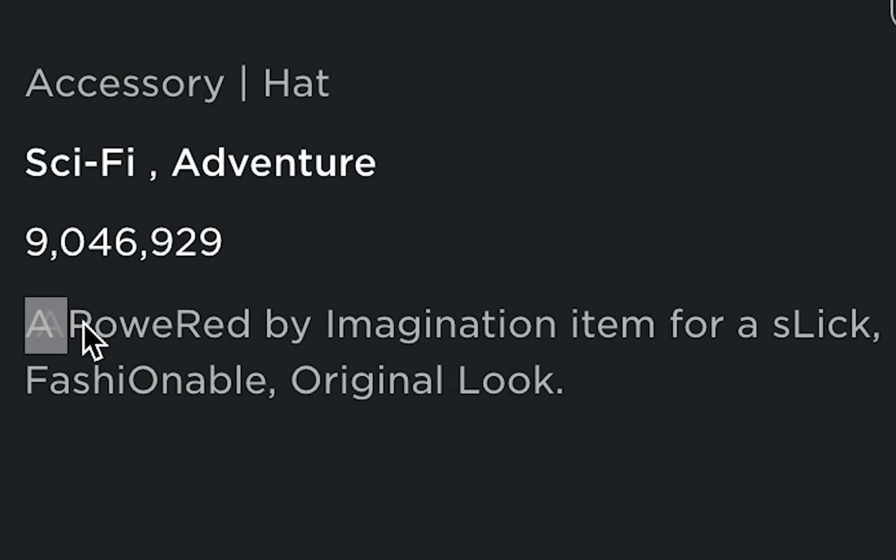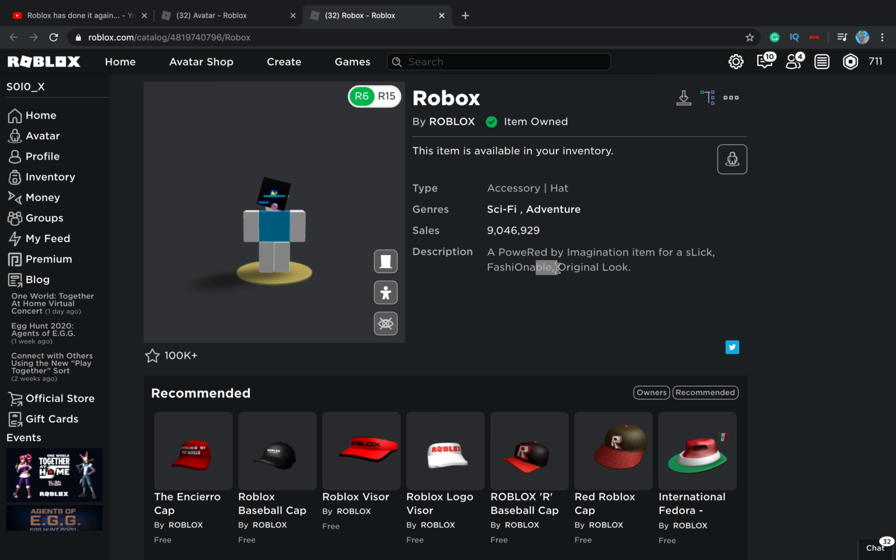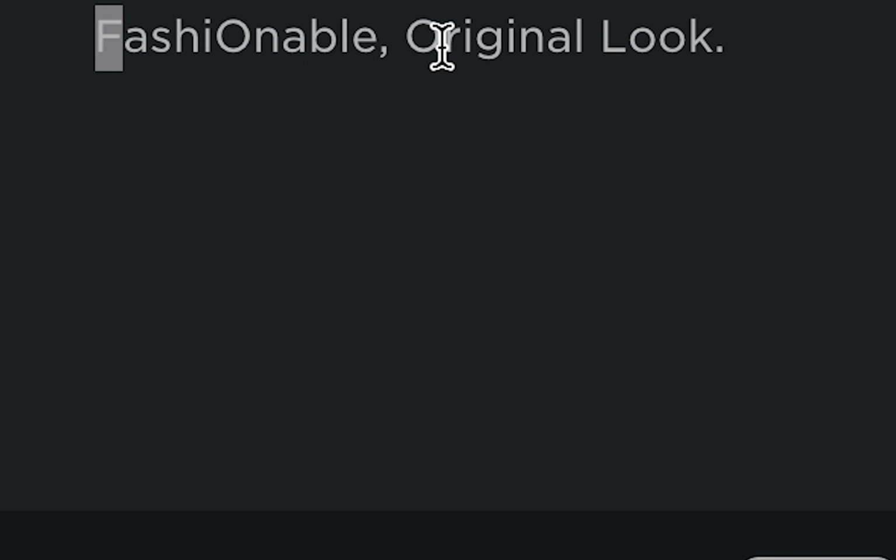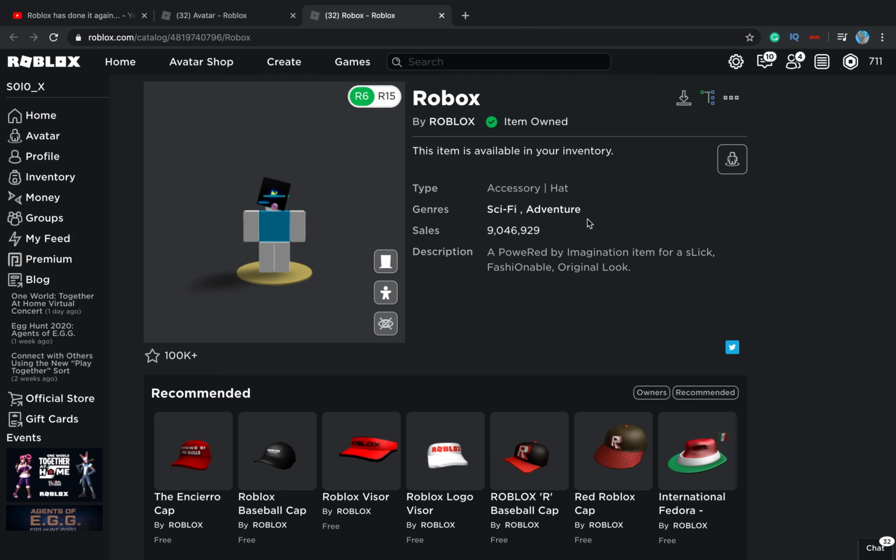If you go right here, A, and then P by powered, AP, and then the capital R, and then by imagination, which is the I, AP, R, I. And then the weird thing that says for slick is L, fashionable, original look, and it spells out like this, FOOL. How can I not realize that?